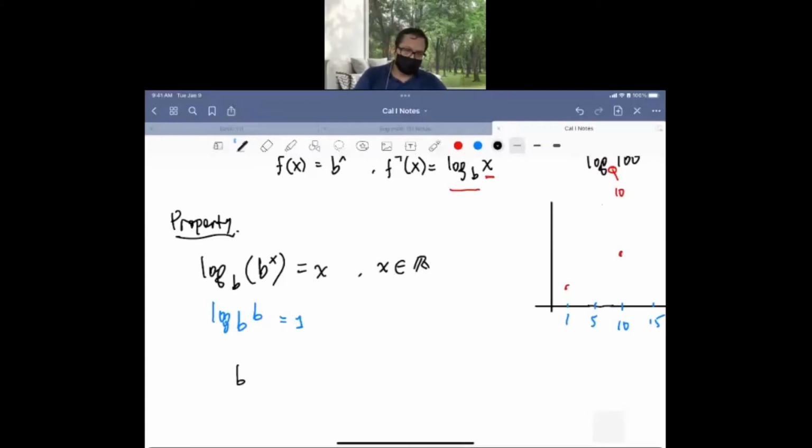Another property that is, I think, interesting is this property. This is for x positive.